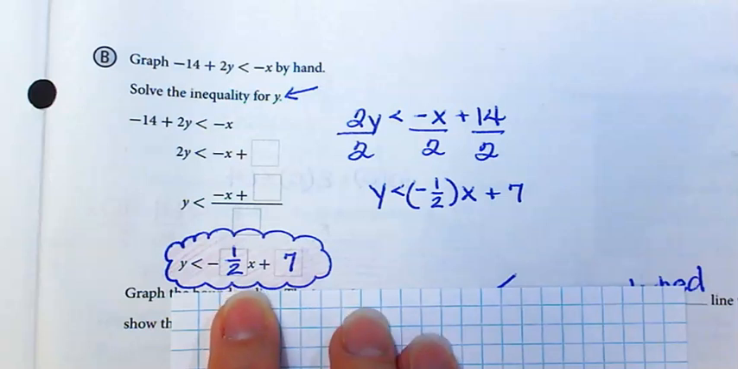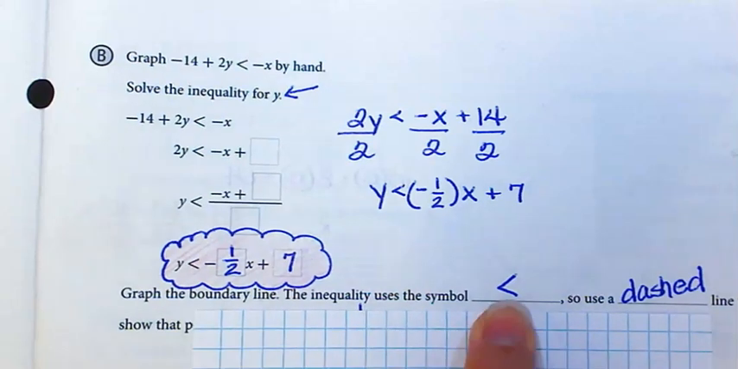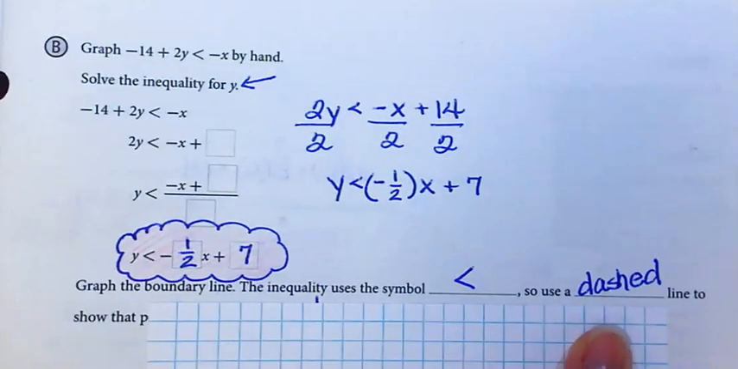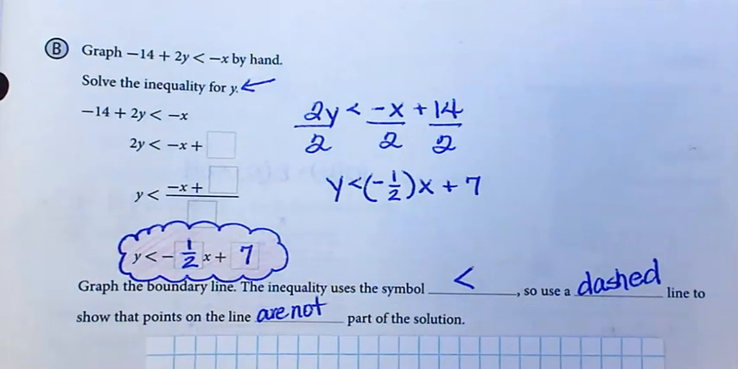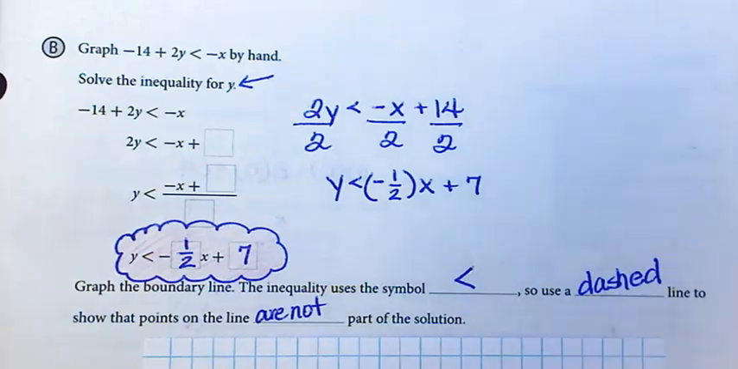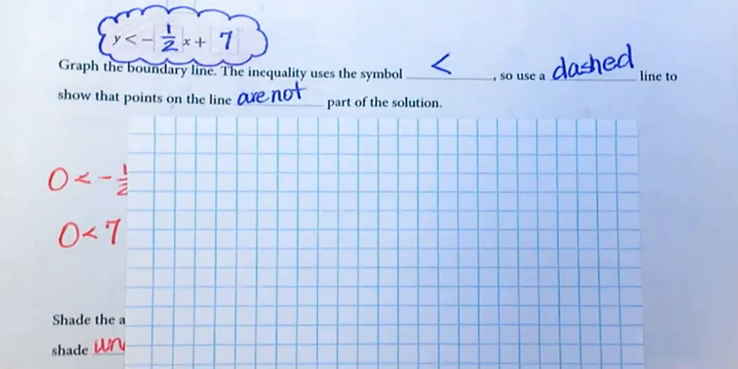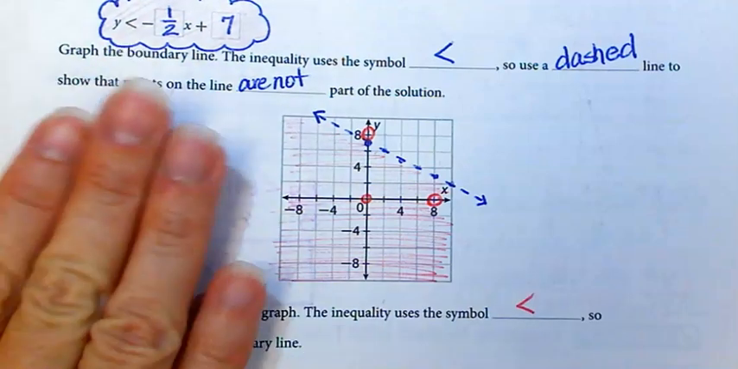Okay. So first of all, the inequality uses just a less than symbol, so we're going to use a dashed line, not a solid one, okay? And that's going to show that the points on the line are not part of the solution, okay? Moving down. So ignore this for just a second.